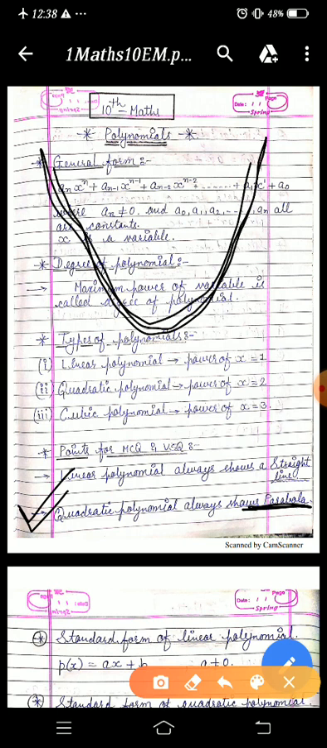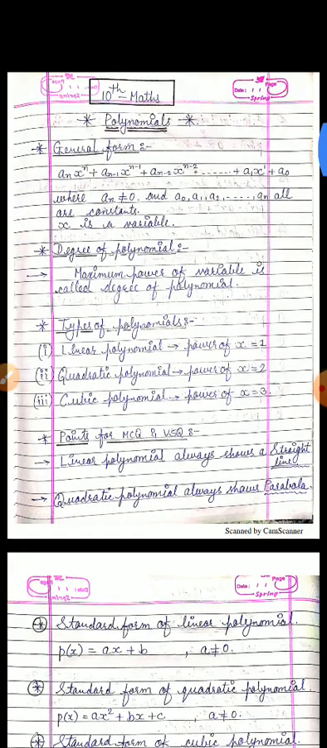Second point is that quadratic polynomial always shows parabola. Now what is parabola? Parabola is a new word for you people. Parabola is the graph which is in this shape. This is known as upward open parabola, or second shape will be like this. This is known as downward open parabola. So both these curves we are going to study. So whenever quadratic polynomial we are going to represent on the graph paper, its graph will be always a parabola, right? Whenever upward open parabola, whenever downward open parabola, that I will teach you, right?